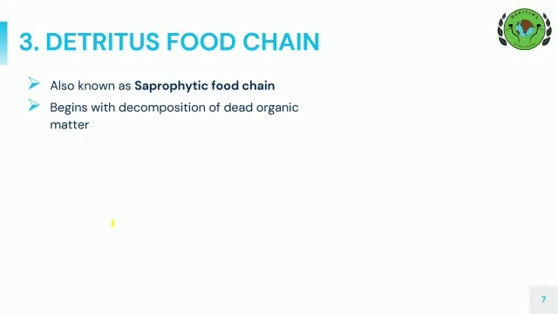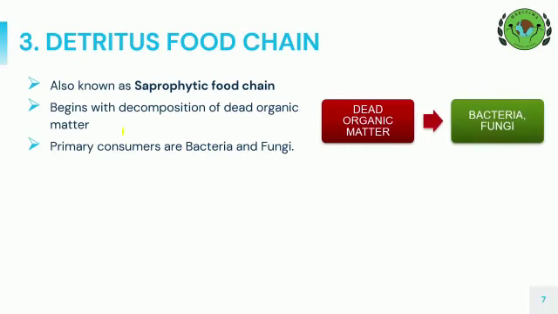Third one is the detritus food chain. It is also known as the saprophytic food chain, and it begins with the decomposition of dead organic matter by the bacteria or fungi. So here bacteria and fungi are the primary consumers.